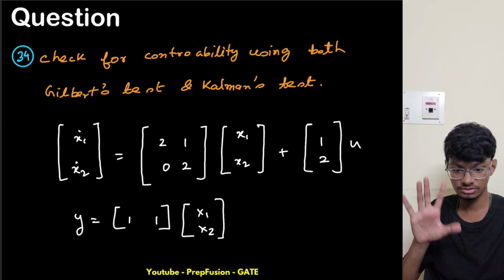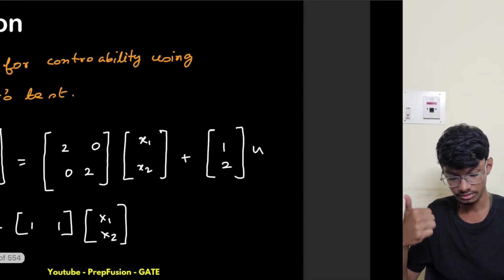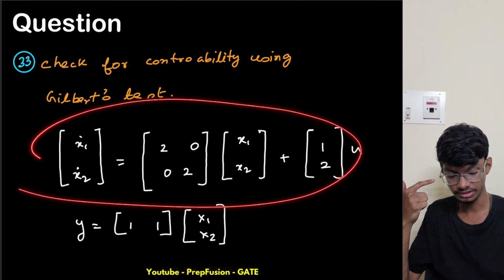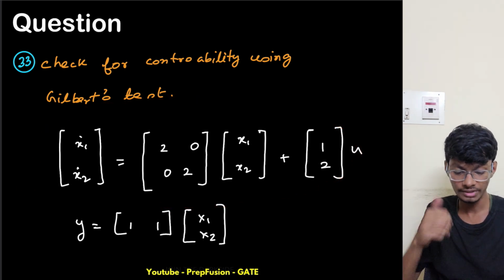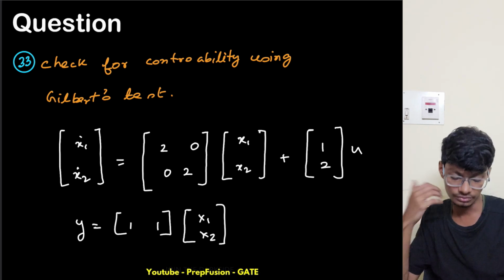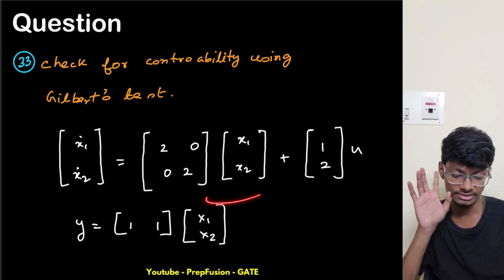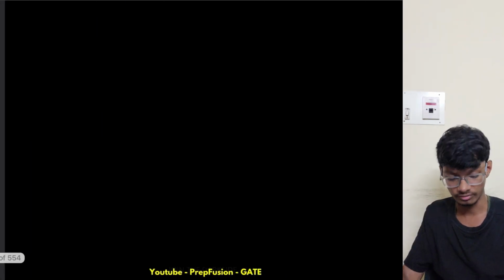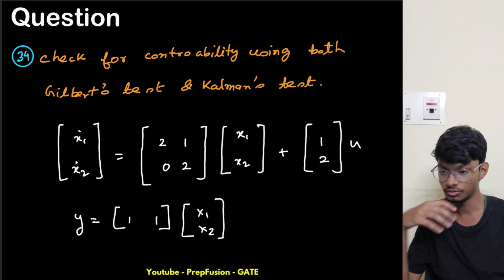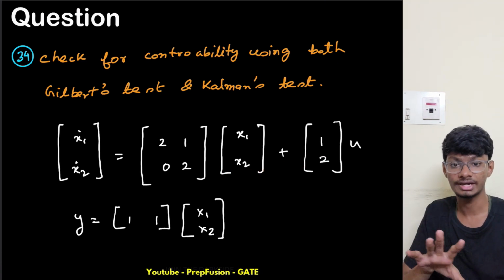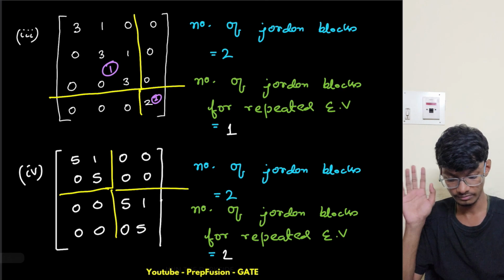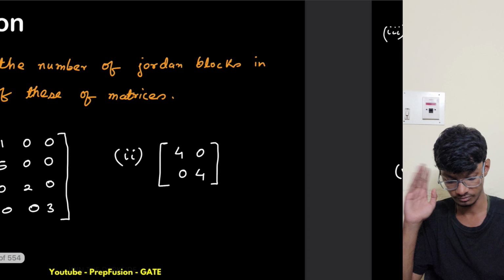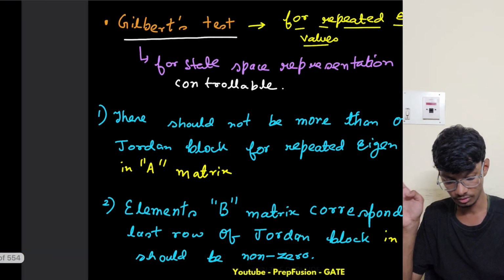I'm giving you these two questions as homework. Using Gilbert's test, you check. Gilbert's test is easy. Check using Kalman's test also, both of them, and think about why this one is controllable and why this one isn't. I have already explained it to you, but try to draw the state diagram, and from the state diagram think about why this is controllable and why that isn't. What is the difference between the two of them?